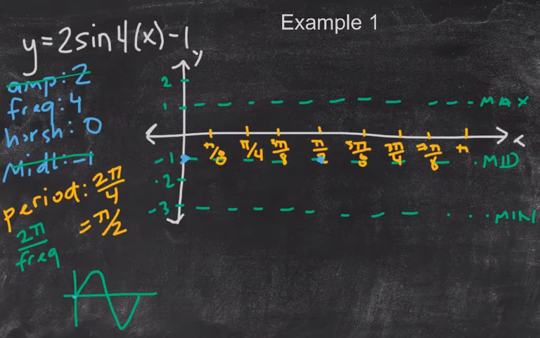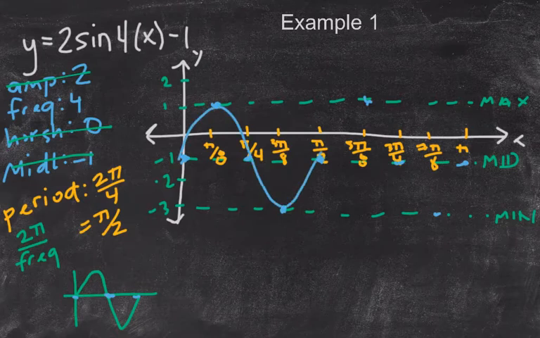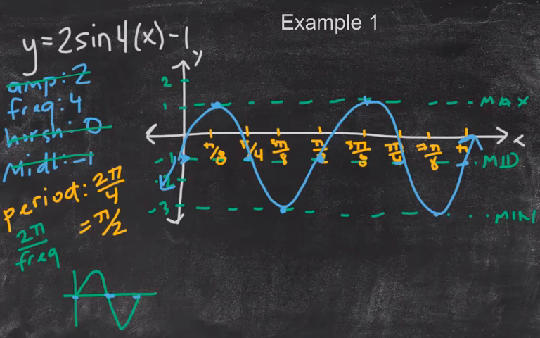And I can see here, there's my start and end points right in the middle of my curve. I'm also at the midline. And then a quarter of the way through, I'm at the maximum. 3/4 of the way through, I'm at the minimum. And so I'm going to go through and put those points in. I have no horizontal shift, so there's nothing to take care of there. And I can just go ahead and connect the dots. Alright, and there's my sketch.